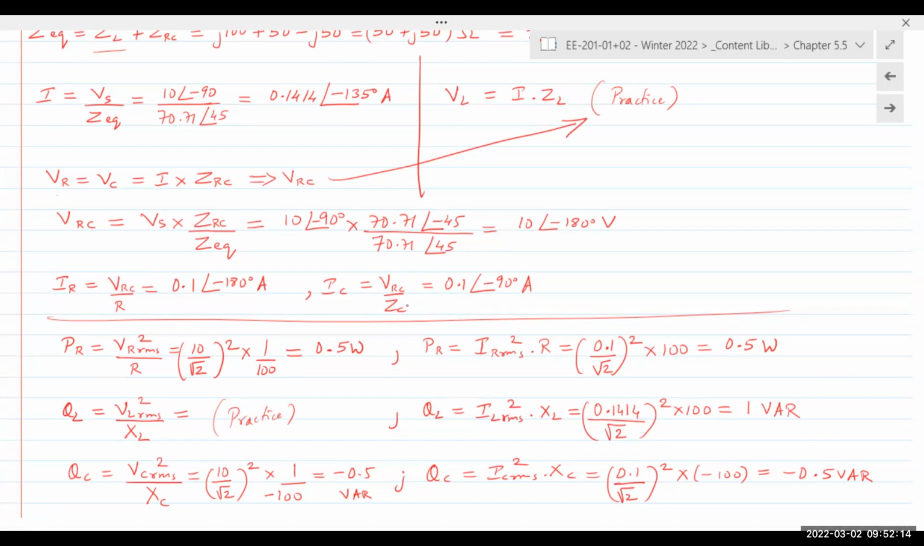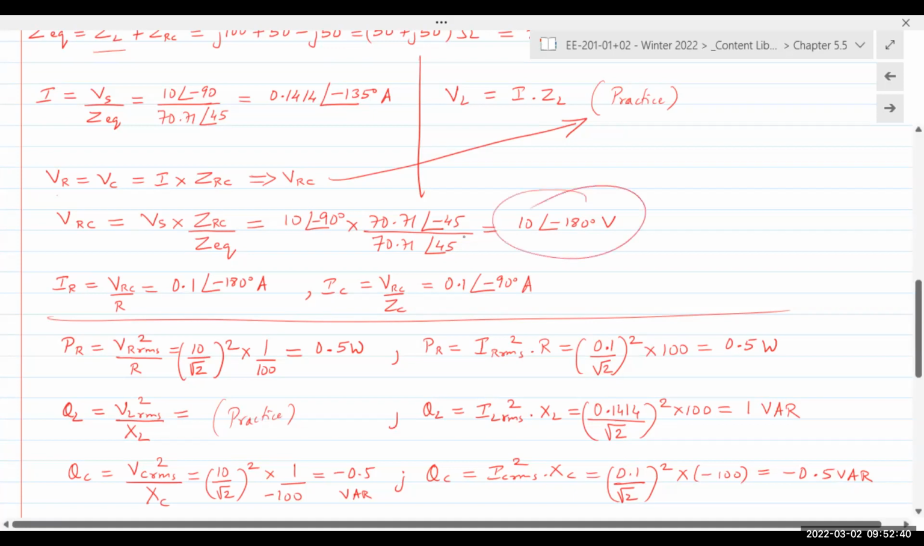The original question is find the power for every component. So to find the power for every component, we can use any one of the equations that we already have. You can find power by V square over R, or I square times R, or I square times X, or V square over X. So if you already have the voltage across the resistor and the capacitor, which is VRC right here, you could simply divide that by the resistance and get power P, or you divide VRC by XC and you obtain your Q, or QC.